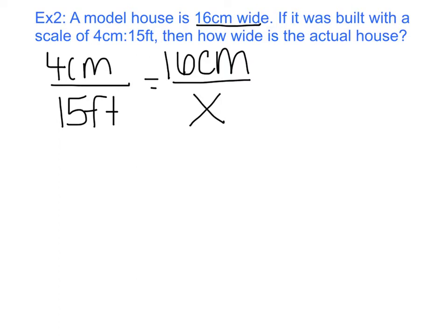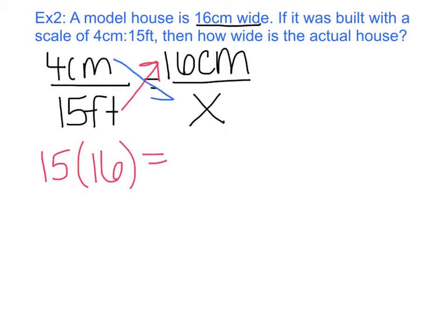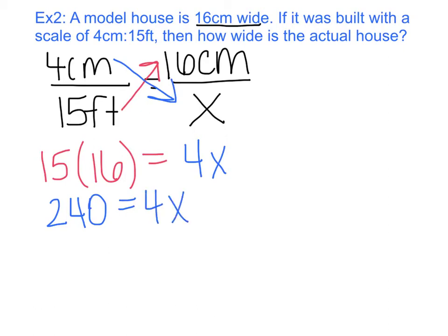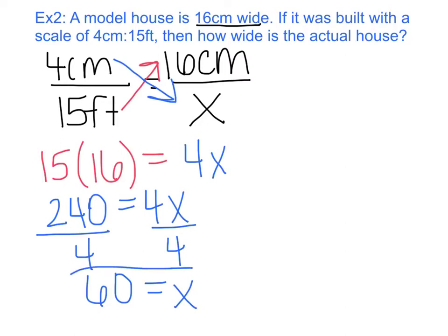So we are going to multiply what we know. 15 times 16 equals 4 times x. And now we're going to just solve our multi-step equation. So 15 times 16 equals 240. So 240 equals 4x. We're going to divide both sides by 4. And x is going to equal 60. So the actual house is 60 feet wide.